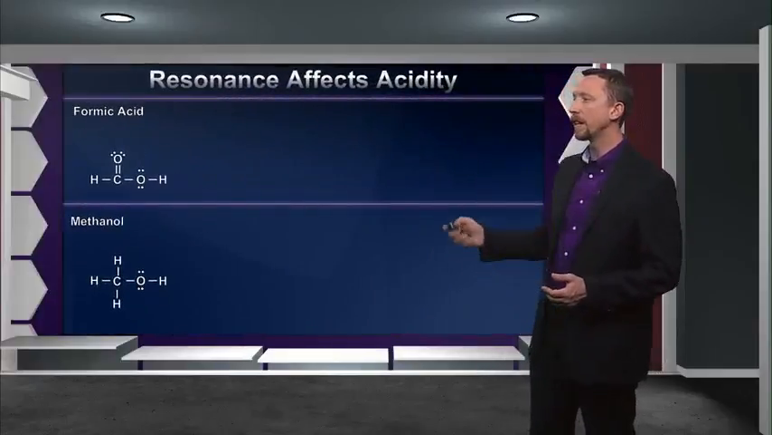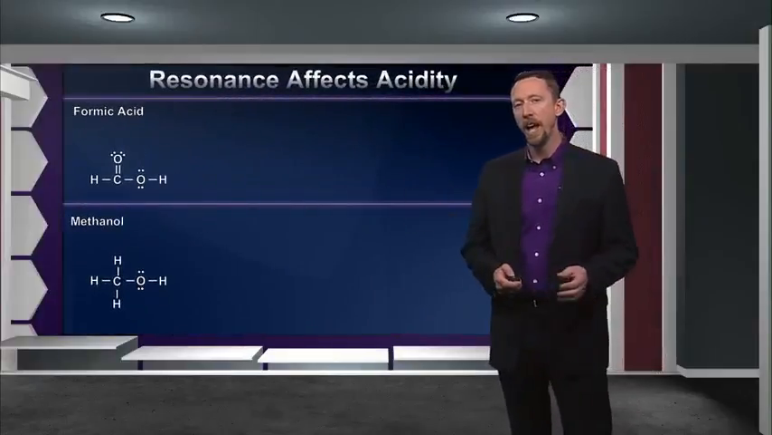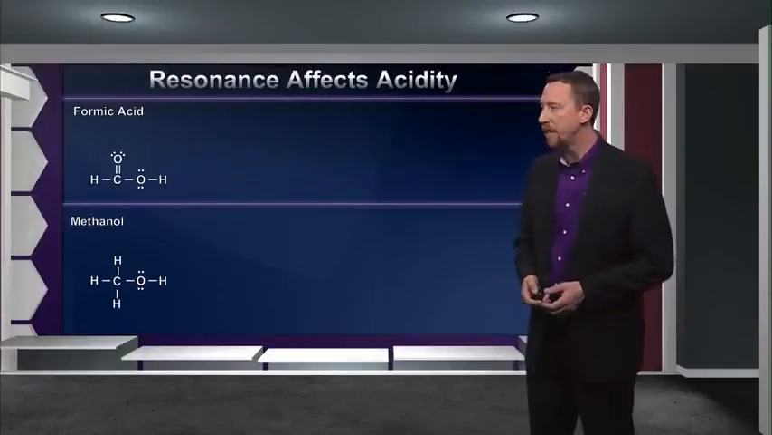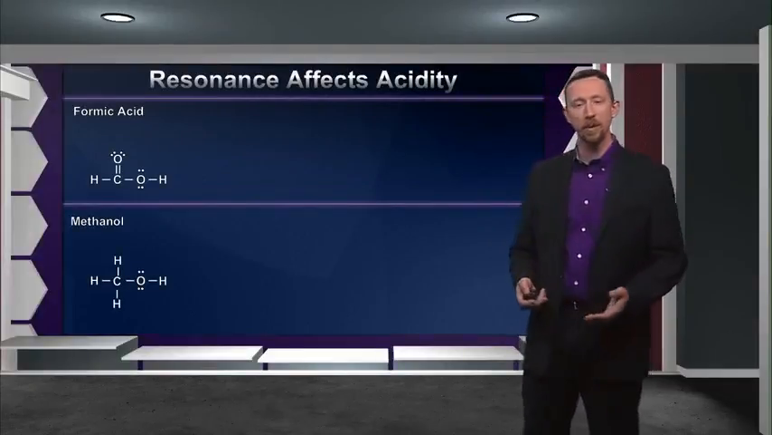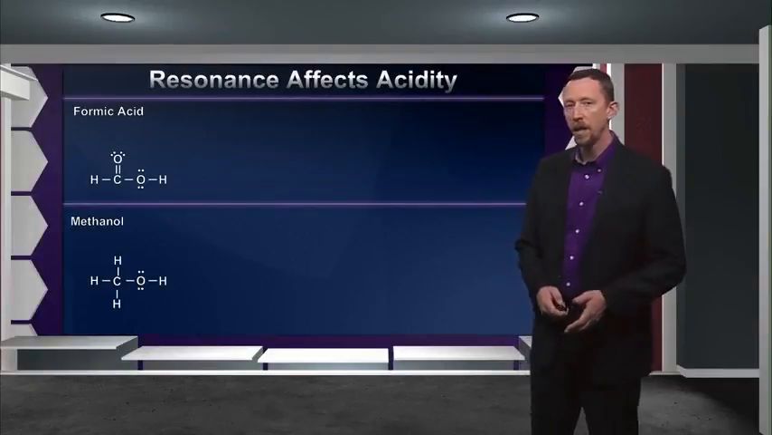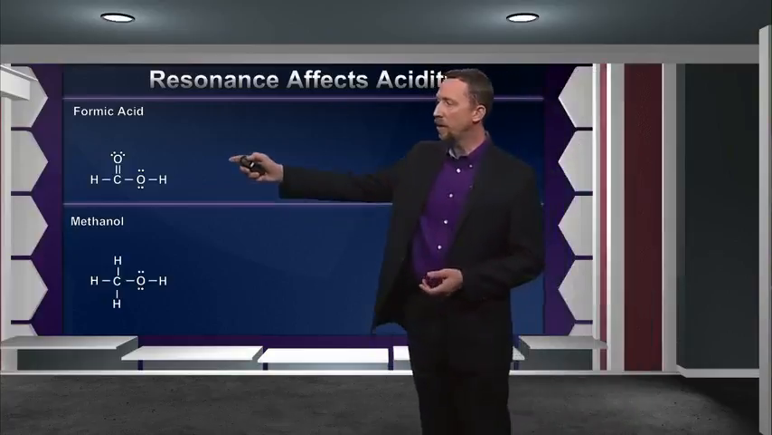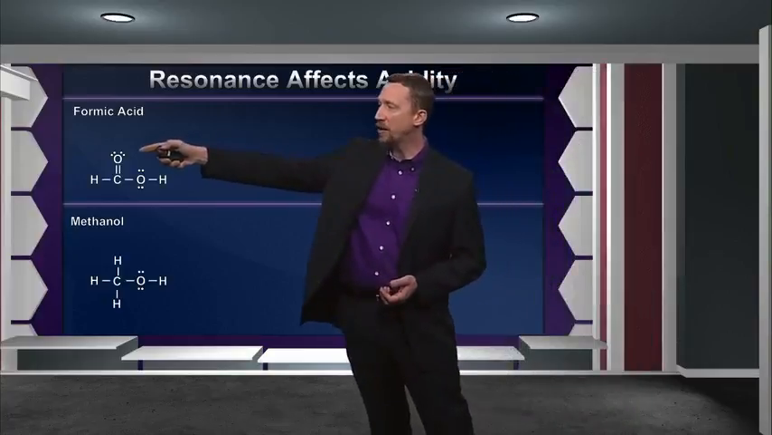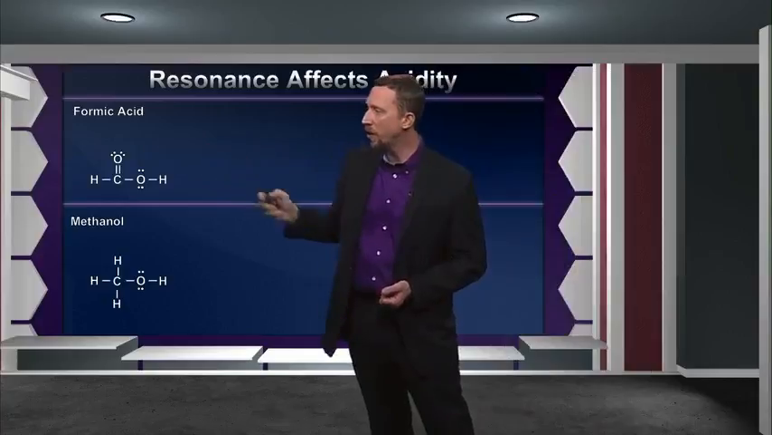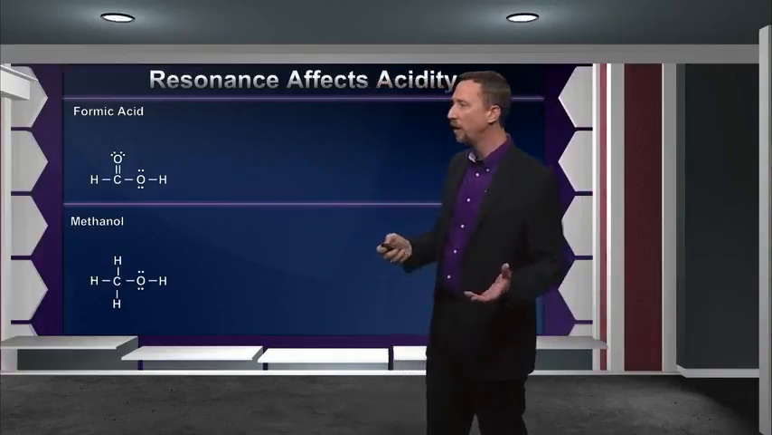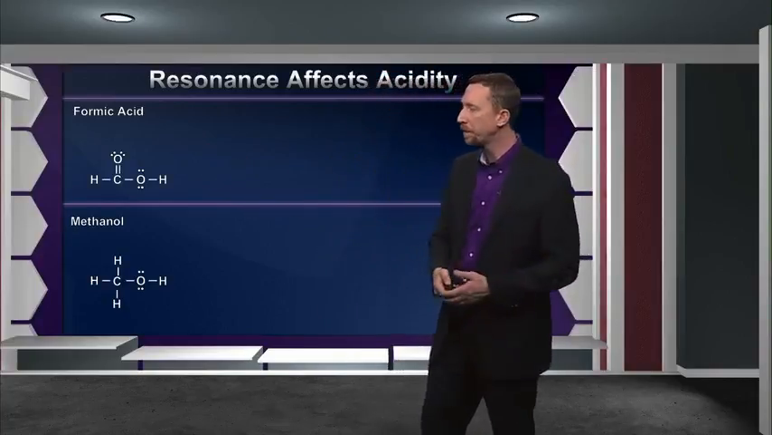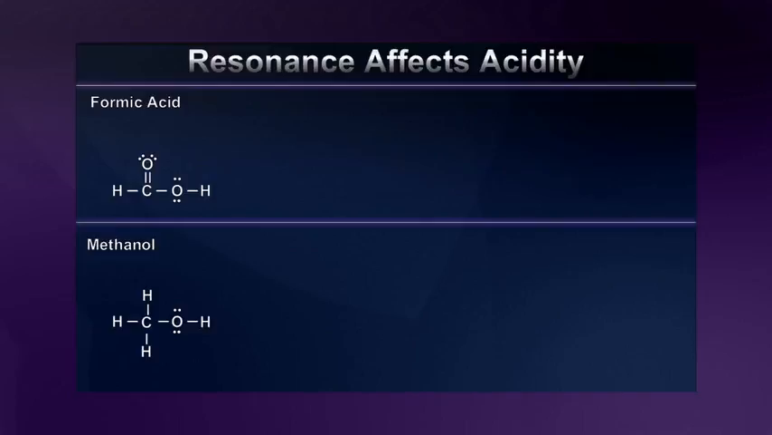Invoking resonance allows us to explain why compounds like formic acid and methanol have such drastically different acidities, even though on casual observation they seem so similar to one another. So here are formic acid and methanol. Now notice formic acid has a second oxygen bonded up here to its central carbon, but otherwise these molecules look as though they're very much of the same ilk. But that extra oxygen up there, we're going to find in a moment, adds a very interesting dimension to the conjugate base of this particular acid.